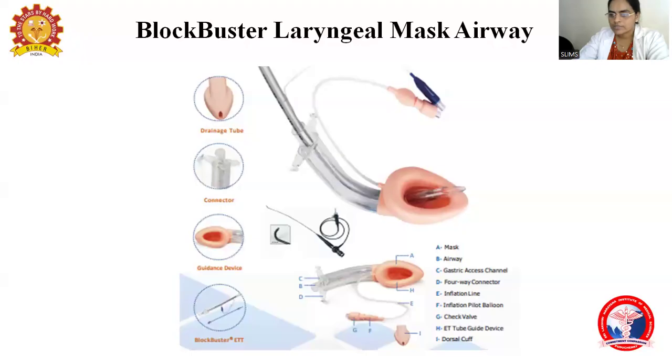This is the Baska mask airway. It has different parts which are marked from A to I. A is the mask, B is the airway, C is the gastric access channel, D is the four-way connector, E is the inflation line, F is the inflation pilot balloon, G is the check valve, H is the ET tube guide device, and I is the dorsal cuff.